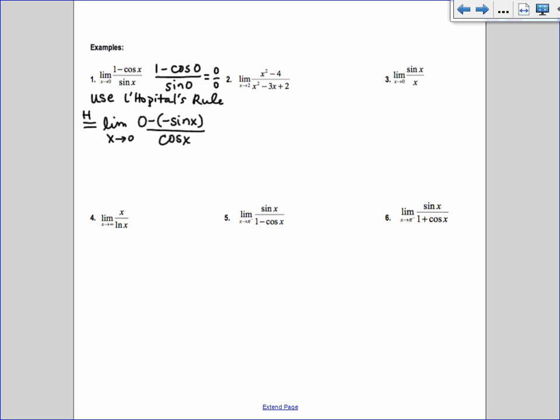That's tangent. Can you plug in 0 for that? What do you get when you plug in 0? Sine of 0 is 0, cosine of 0 is 1, and 0 over 1 is 0. The answer is 0.